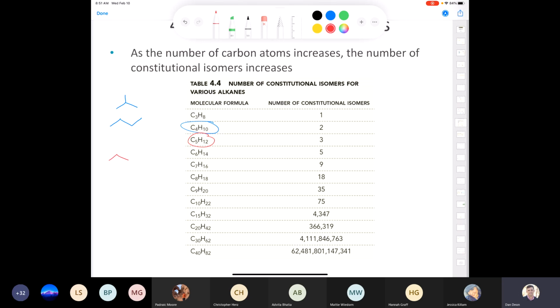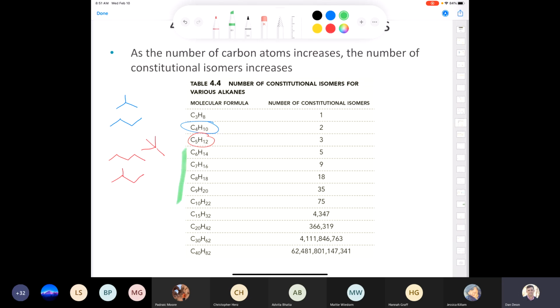What if you have C5H12? Well, let's see, you've got pentane, you've got 2-methylbutane, and then you've also got this right here. So this would be 2,2-dimethylpropane. So those are the possibilities. But you see that it gets out of hand really quickly.